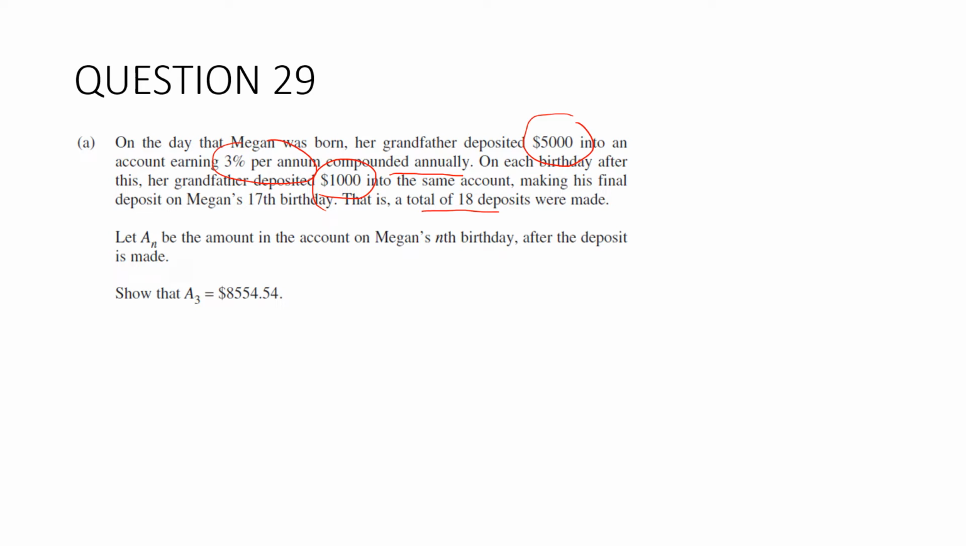$8,554.54. Right, so A0 is the day that she is born and 5,000 is deposited. A1, so when she turns 1, we're going to take our A0, which is 5,000, give it some interest, and then we're going to add $1,000 to it. Now normally we would set up a pattern here. But if you've read through, part B is actually nothing to do with this. I'm actually going to work this out. 5,000 times 1.03 plus 1,000 is equal to 6,150.